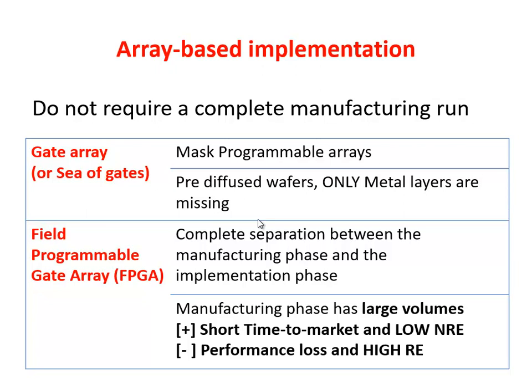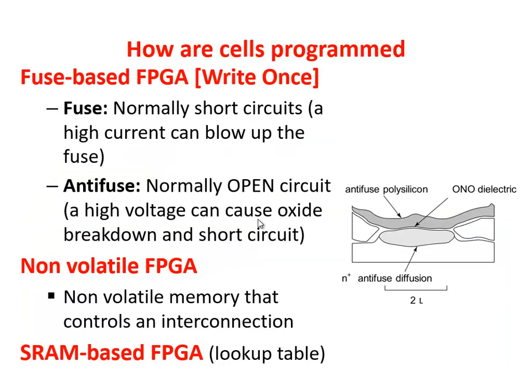You only have to buy the FPGA and just implement it, program it. You lose something in performance, and the recurring cost can be high because, for example, a single FPGA can easily cost a few $100 each. So they're not really cheap in terms of unit costs.